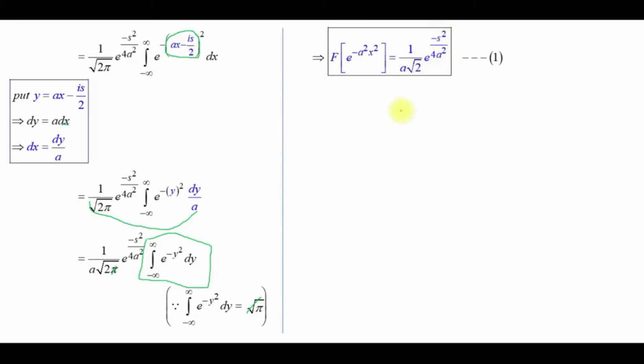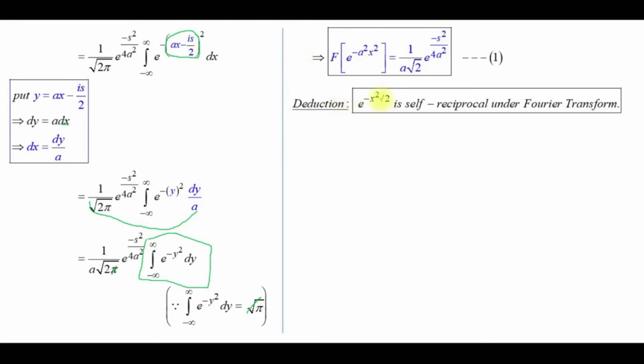This is the first part. Using this part, we have to prove this deduction: e power minus x square by 2 is self-reciprocal under Fourier transform. So what is self-reciprocal? If we find the Fourier transform of this one, the answer is the same function, with s instead of x.